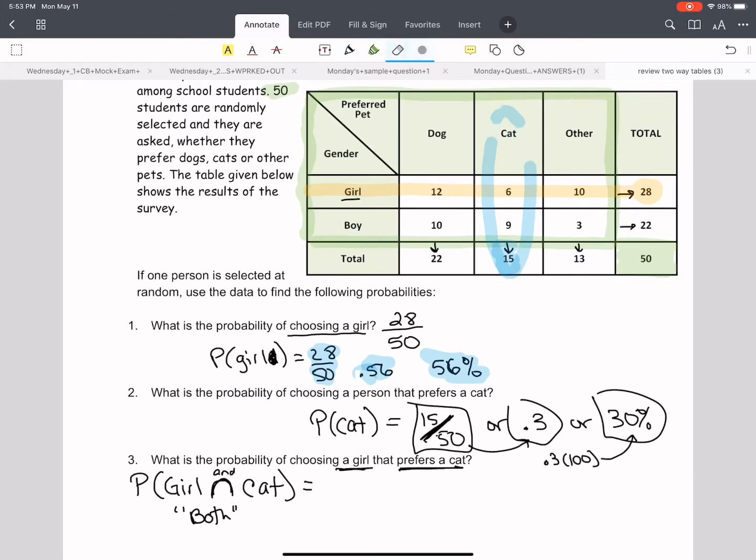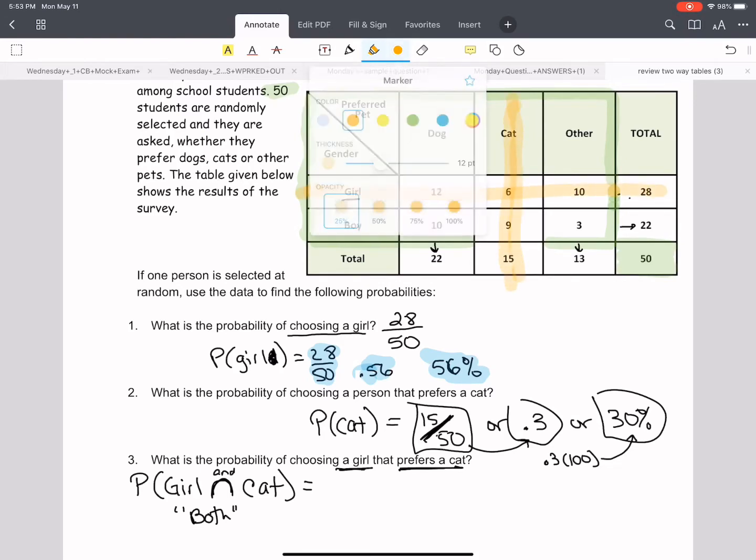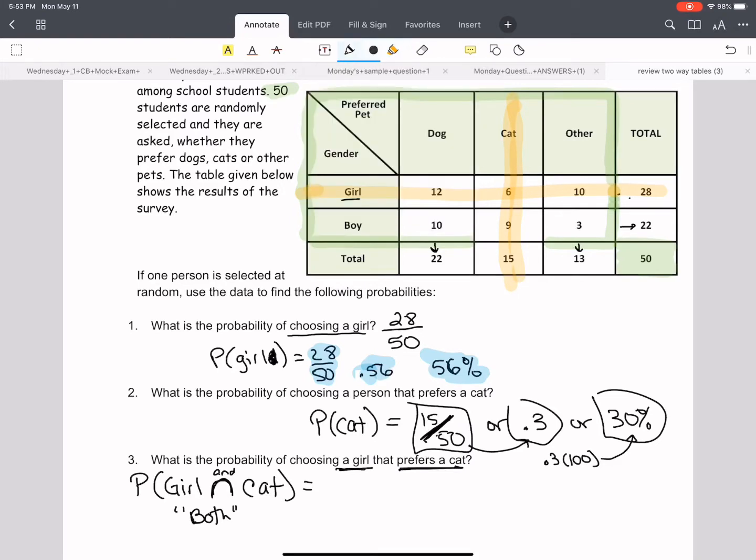I'm just going to erase here and clean it up a little bit. Actually, I could have left that because that's exactly what we were looking for: which one is both. So here we have girl, here we have cat. Do you see where they intersect? It's right there. That's the one that's both, the intersection of the both. So that would be 6 out of the whole total, 50.